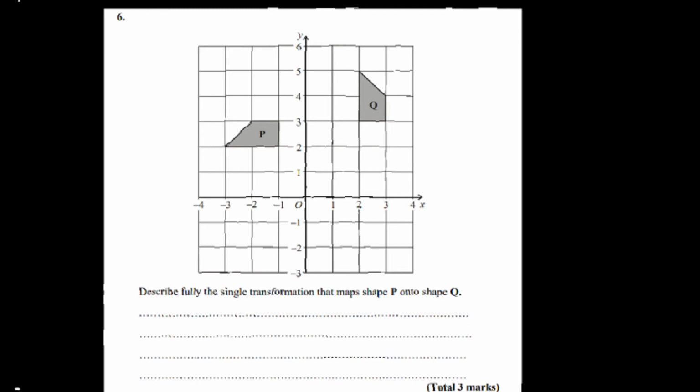Okay, let's look at this one together. So this says describe fully the single transformation that maps shape P onto shape Q. So shape P onto shape Q, we're going to go this way. And I can see that this is a rotation, so that gets you 1 mark already just to write rotation. And then your second mark will be for saying how many degrees, and in this case you need to say clockwise or anti-clockwise. So if we have a look, this is going anti-clockwise.